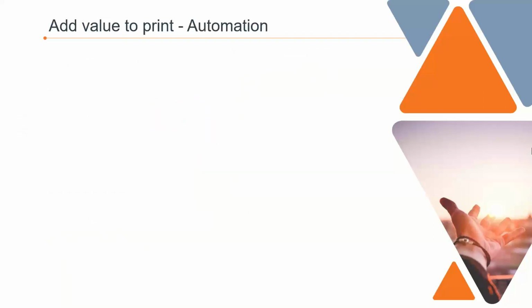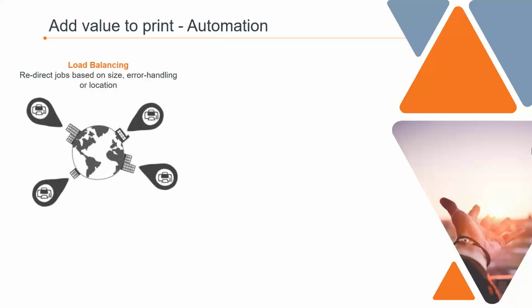When you look at the automation around print, we can do load balancing. This will be things like redirecting jobs based on size or error handling, or even based on location. So this is the functionality of switching printers depending on the task, so you can print the right document on the right printer at the right location and at the right time.